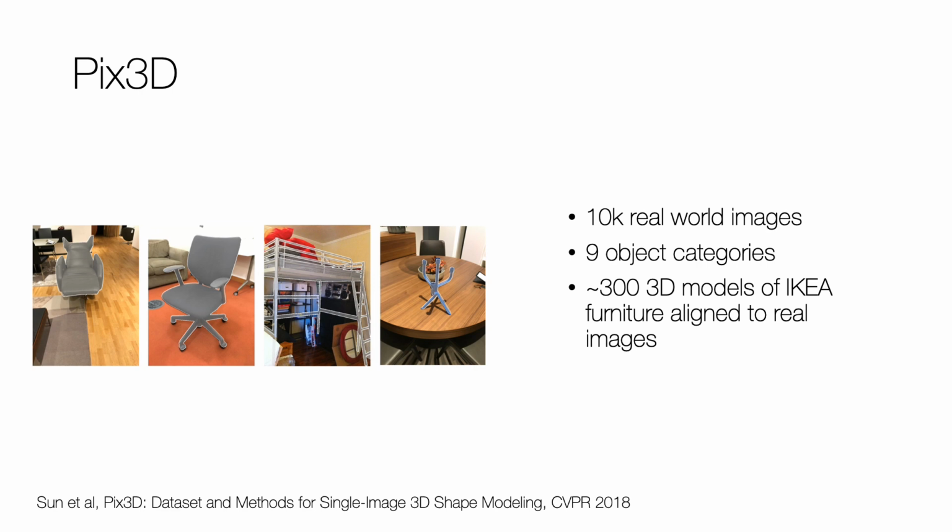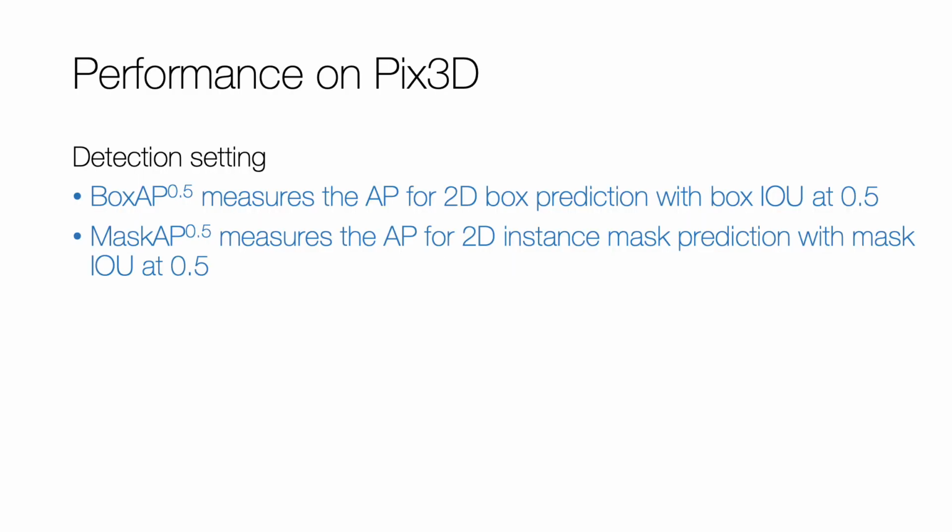We train Mesh R-CNN on Pix3D, a dataset of images and aligned mesh shapes. Mesh R-CNN is able to detect and predict object shapes from real-world complex scenes under viewpoint and appearance variations. To measure performance, we adopt the detection metrics used in object detection, namely Box AP and Mask AP, which measure the area under the precision recall curve at an intersection over union of 0.5 and above.